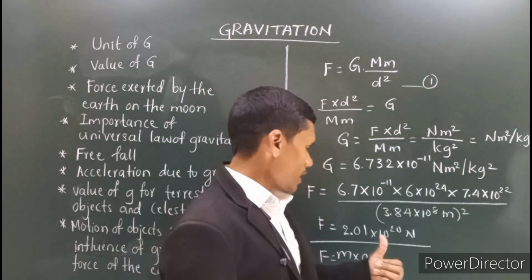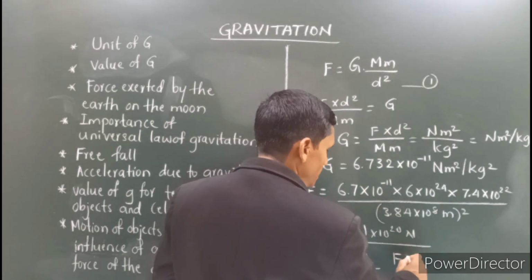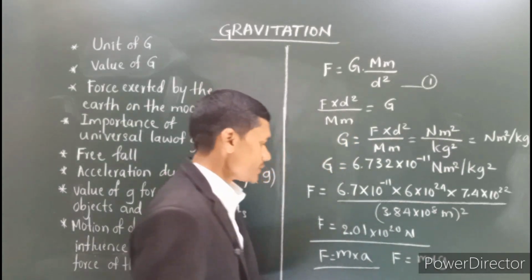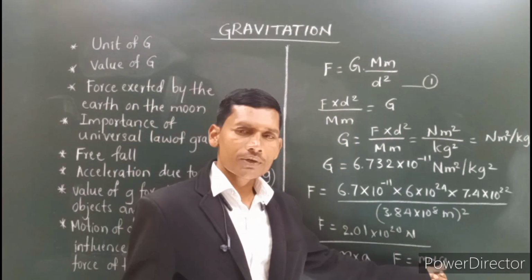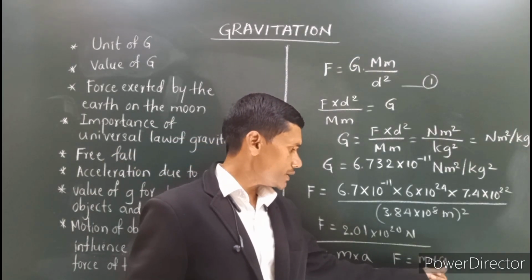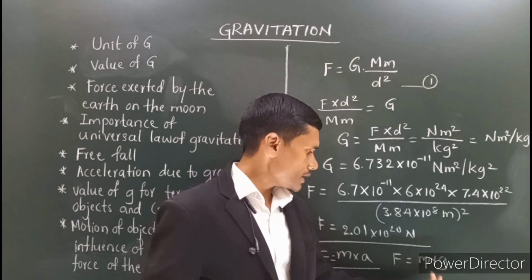For this acceleration due to gravity, we can write the equation as F = m into g, because this acceleration is just due to gravitational force of attraction, or acceleration due to gravity. That is why it is denoted by g. F can be expressed as m into g, right?